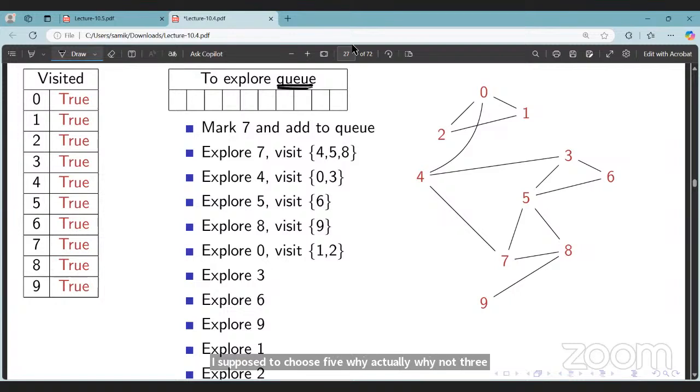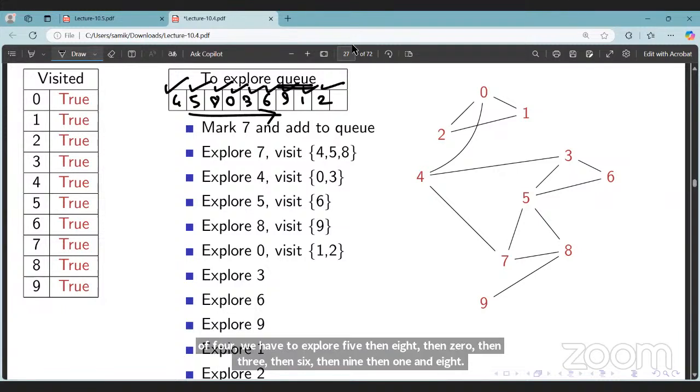Because it works on the queue principle. What does a queue say? First in, first out. So after 4, we enter 5. We enter 4, 5, 8, and then after these, we enter 0, 3, and then 6, 9, 1, and 2. So this is our queue. After the exploration of 4, we have to explore 5, then 8, then 0, then 3, then 6, then 9, then 1, and then 2. The queue is a sequence, so we have to consider the order.